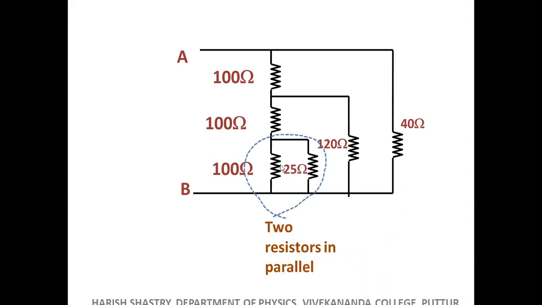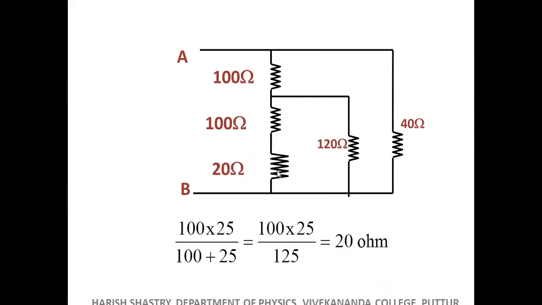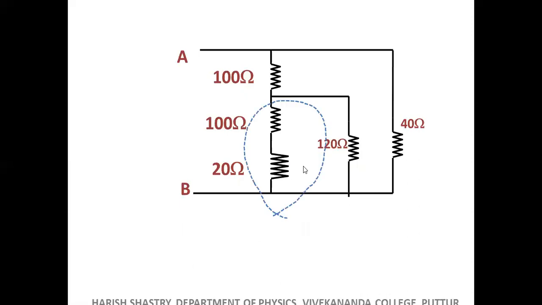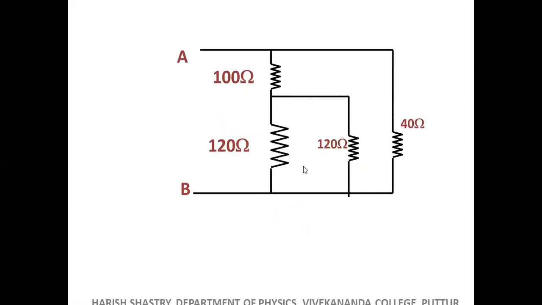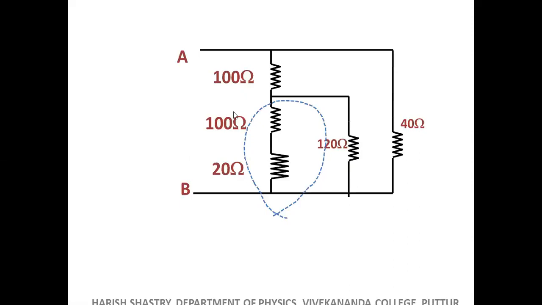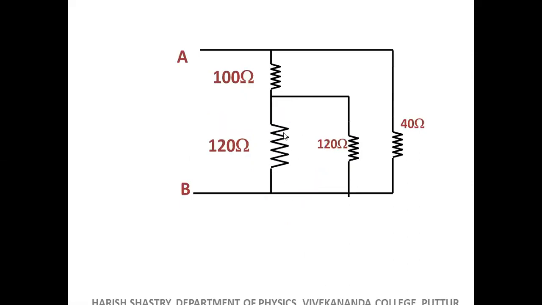So shall I replace this by 20 ohm? 20 ohm must be replaced here. Don't replace it somewhere else. You have to replace it here only. So here, 20. Now which one? Before that, the 120s are friends. So replace this as 120. But when you replace 120, you have to replace it here only. Now 120 parallel 120 is 60, that is 120 by 2. Replace it by 60.